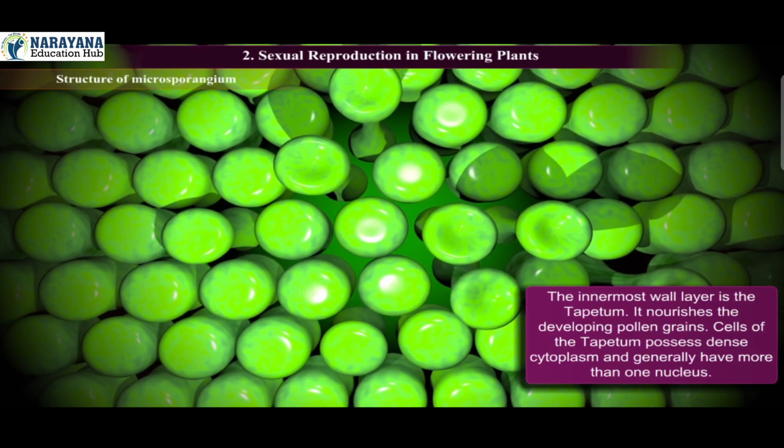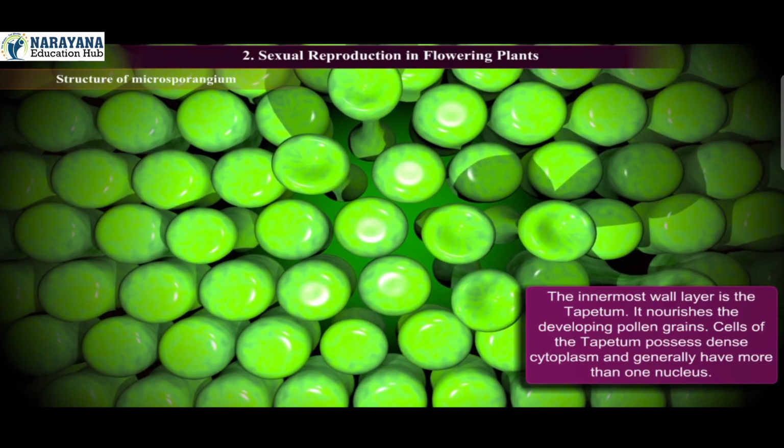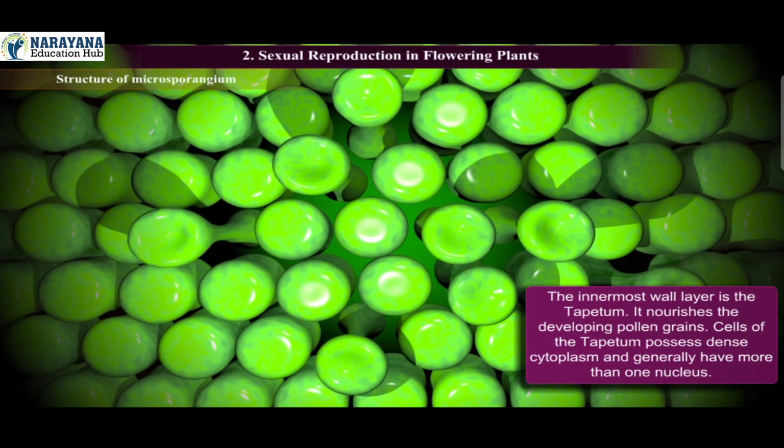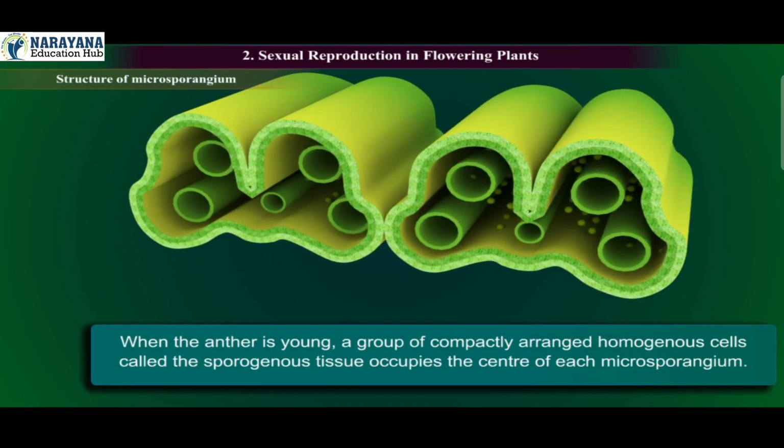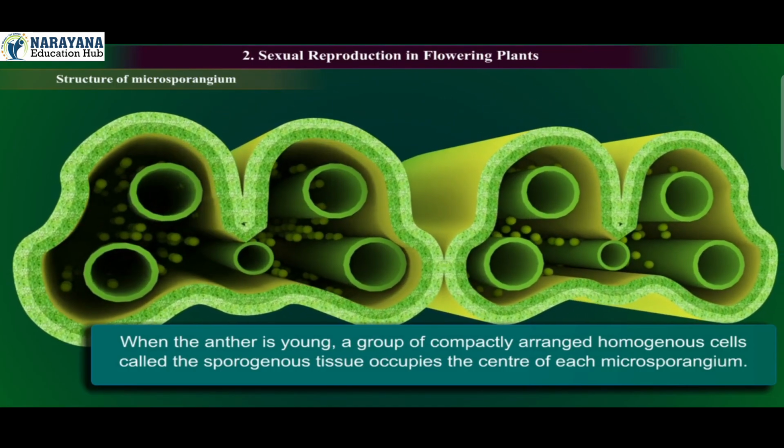Cells of the tapetum possess dense cytoplasm and generally have more than one nucleus. When the anther is young, a group of compactly arranged homogeneous cells called the sporogenous tissue occupies the center of each microsporangium.